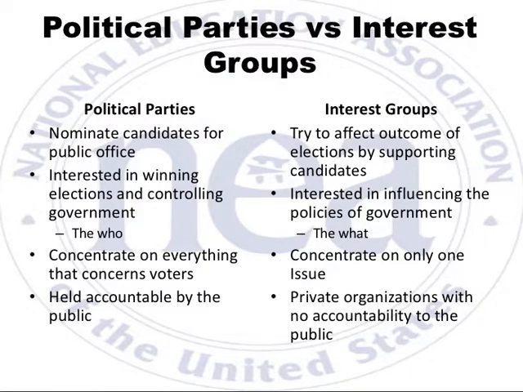The biggest thing to know is the difference between a political party and an interest group. Political parties, their main goal, as we talked about, is to nominate candidates for office. They want to win those elections, and then they run the government, so they want to control government. They also concentrate on the concerns of the voters, not just one issue, but everything. So how can I fix your taxes and build you this new road? And those are the ones that are held accountable by the public.